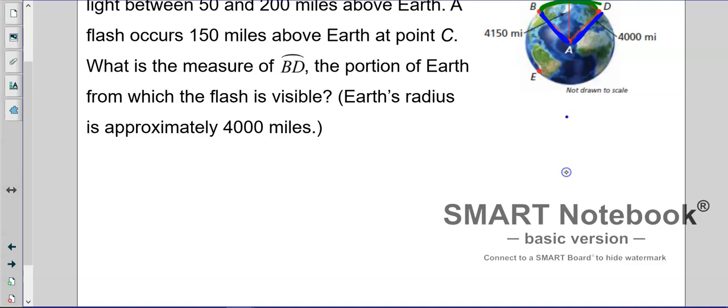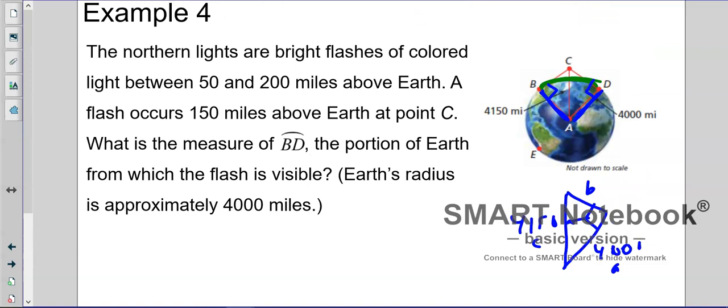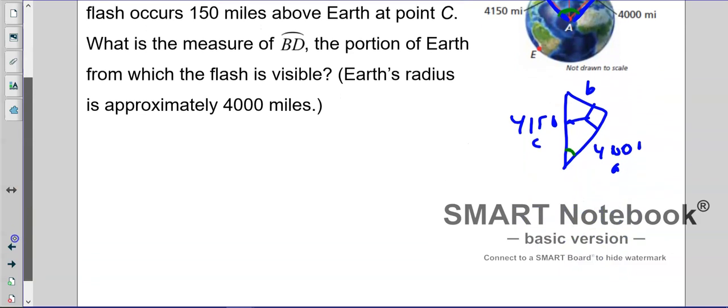So if we look at this, what we have is two triangles. Okay, this is the right angle here, up here at D and at B. We know that this is 4,000, and we know this is 4,150. So this is my A, that's my C, that's my B. Now, unfortunately, we're not just trying to find the distance at B. That would be easy. A squared plus B squared equals C squared. We're trying to find the central angle right here to help us get this arc right here. So we're looking for this, which is only going to be half of it, but we can simply double.